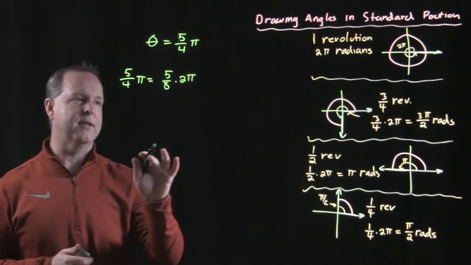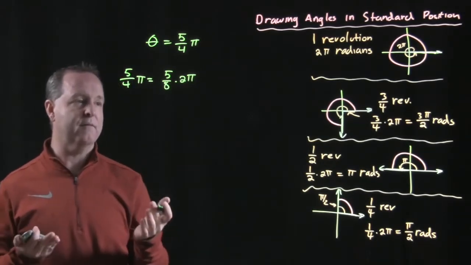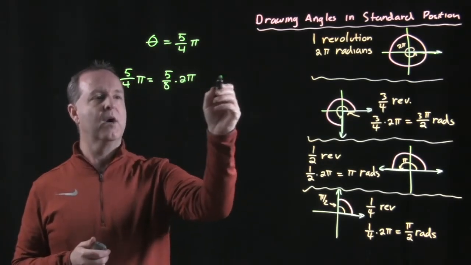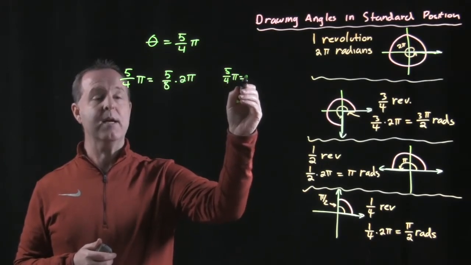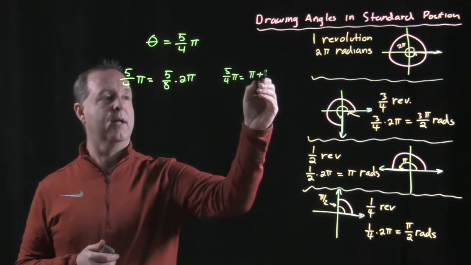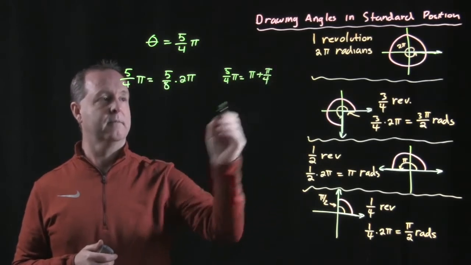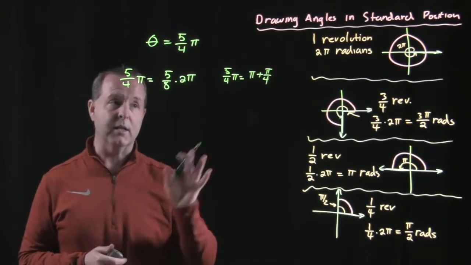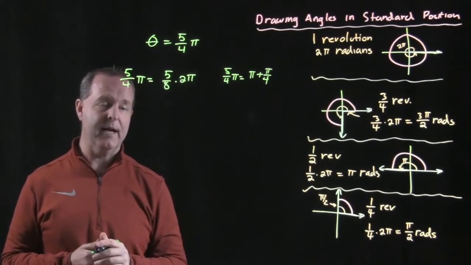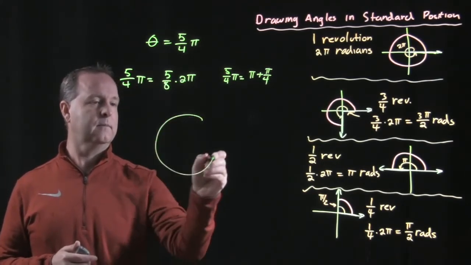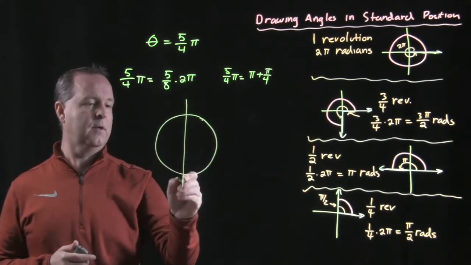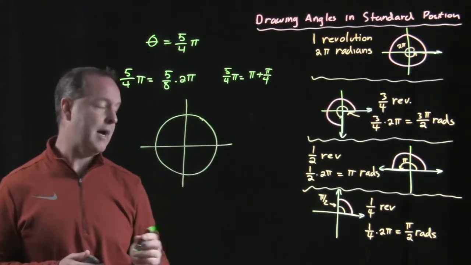Another way I can think about it, another method that might be helpful, is recognize that 5/4 pi equals pi plus pi fourths. And maybe we can look at both of those measures and add them together. So let's draw our circle. Draw our XY coordinate axis on top of that.